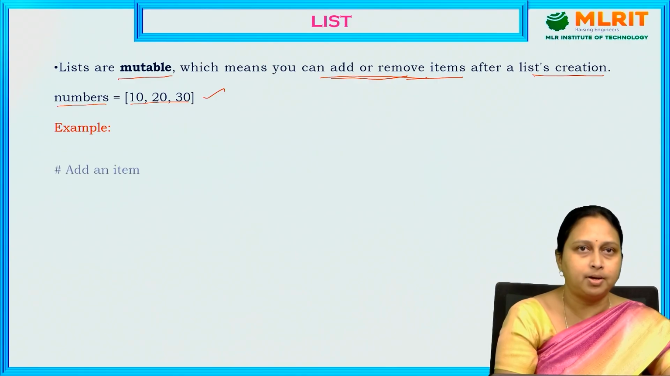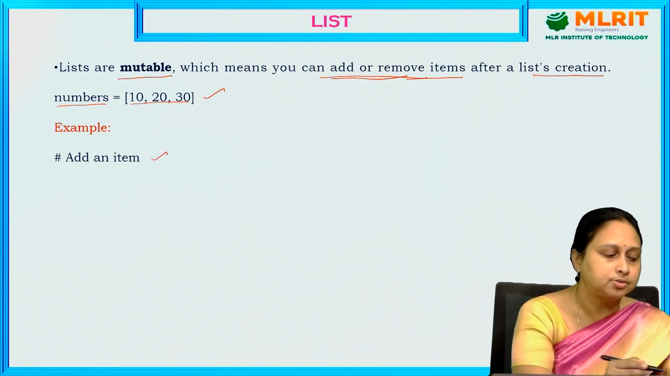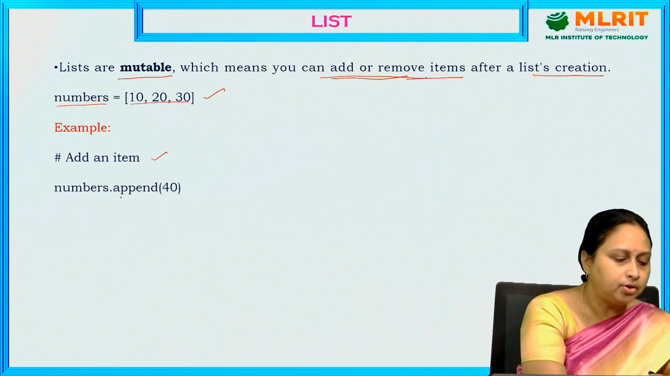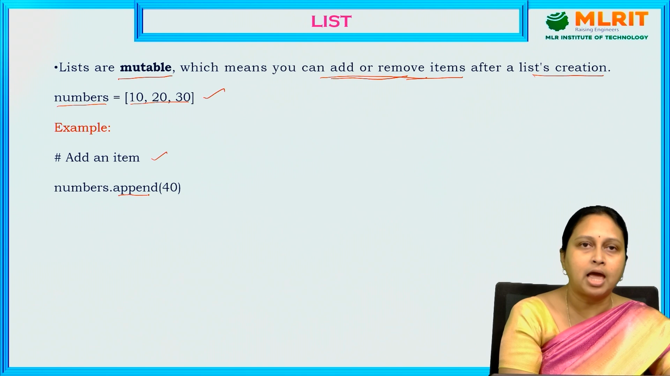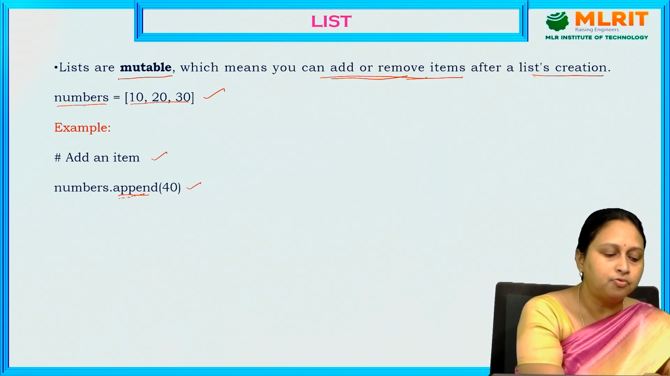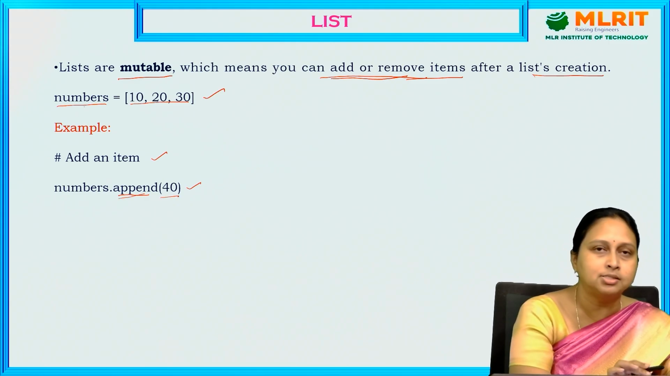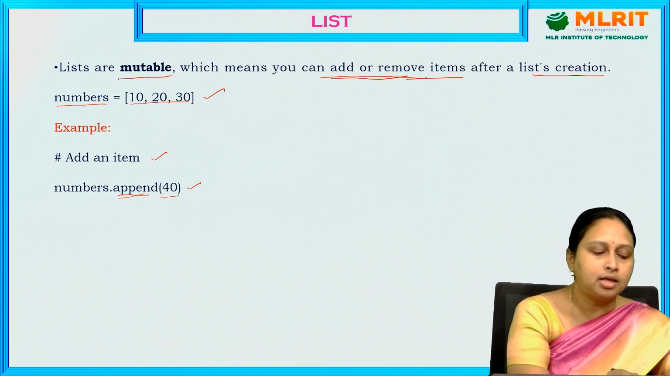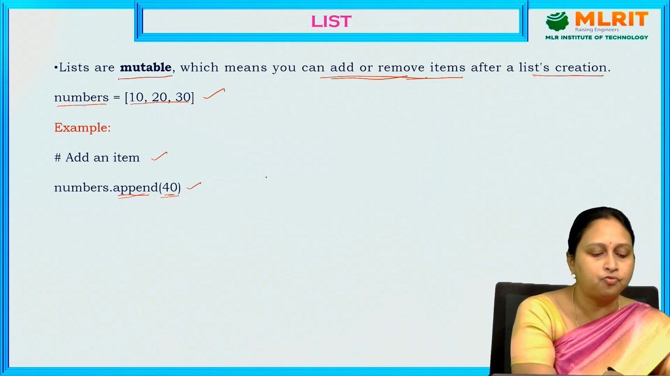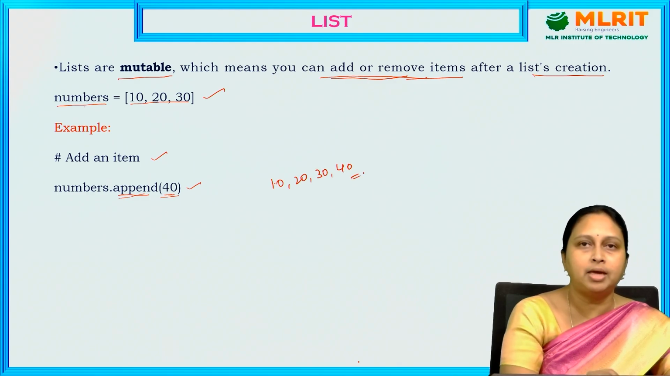Now, how we can add an item into the list. We are going to have a function called append. By using the append function, we can add an item into the list. Numbers dot, this is the variable name, dot the function name we need to specify, and we need to pass the value which you need to add, so that the element 40 will be added into the list. Now if I try to display the list of these numbers, I get 10, 20, 30, 40.